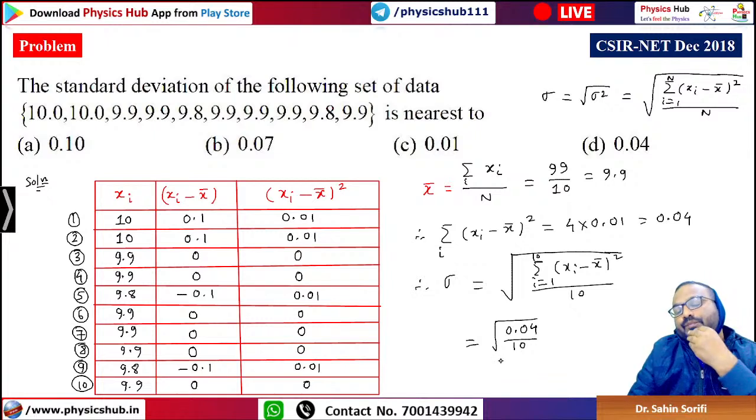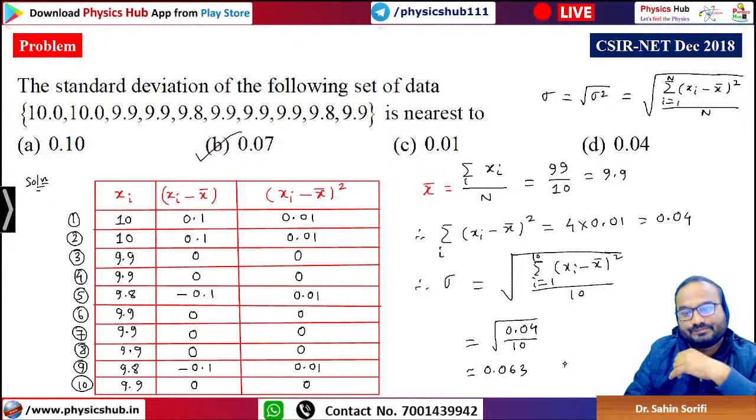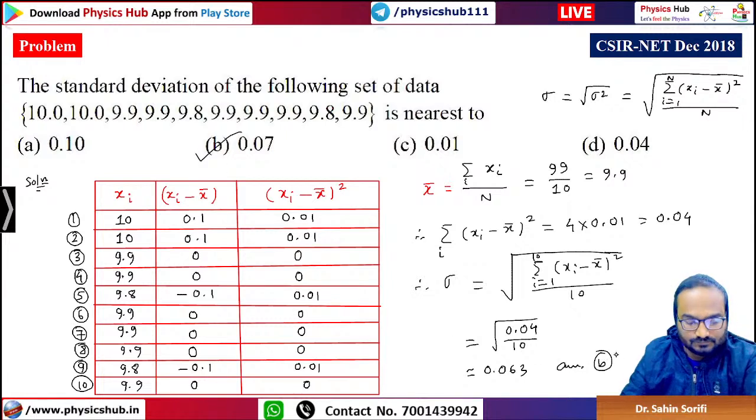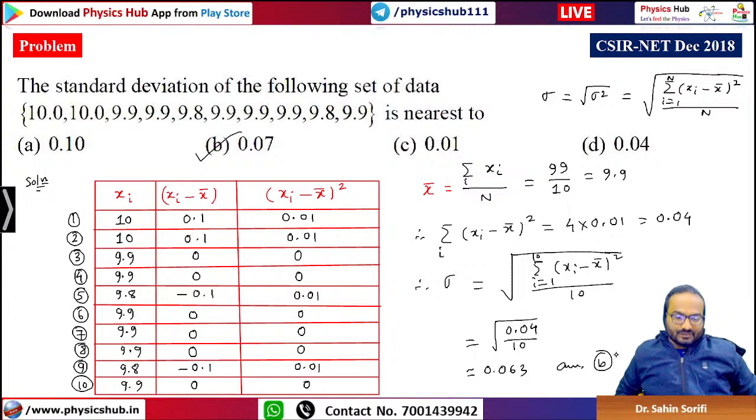So 2 by 1000, approximately 0.063, which is closest to 0.07. Yes, option B. Look, you have to divide by 10, okay? Don't make it like after getting 0.04, don't click on 0.04.